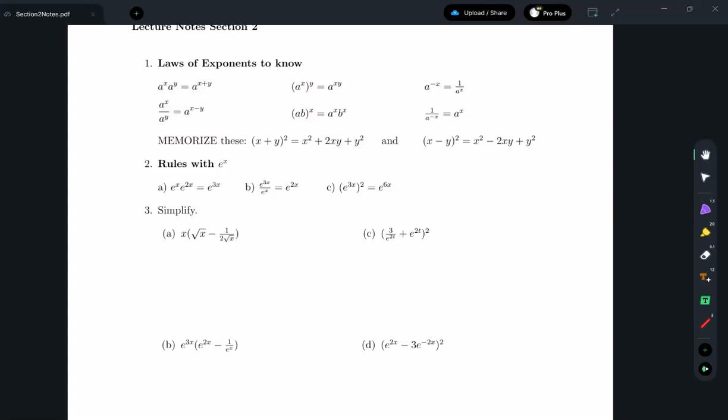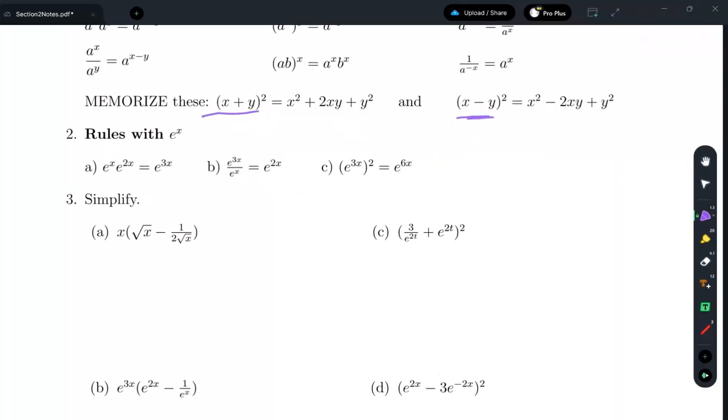So these are the facts about exponents you need to know. I'll just let you read through them, and these are the special products that I mentioned before. You need to be able to do them without taking the time to FOIL. And then remember, e is a base, so if they have the same base, you add their exponents; same base, you subtract; and then here you would multiply the exponents.